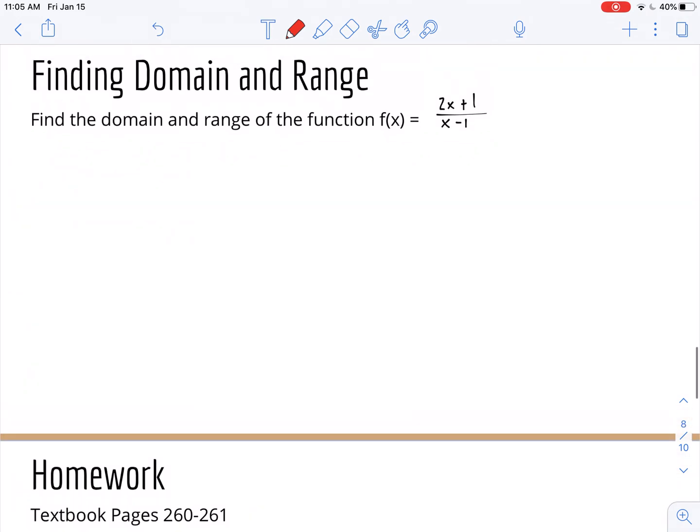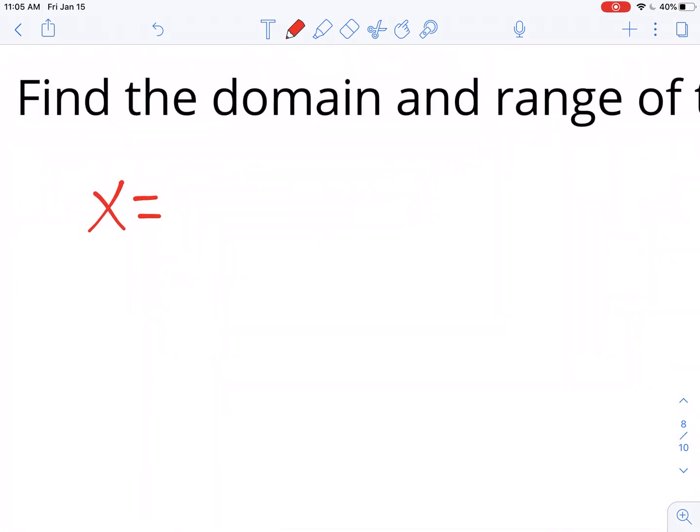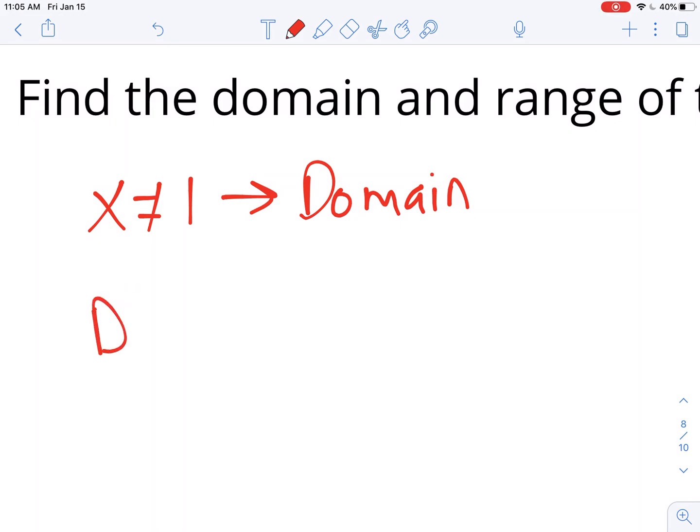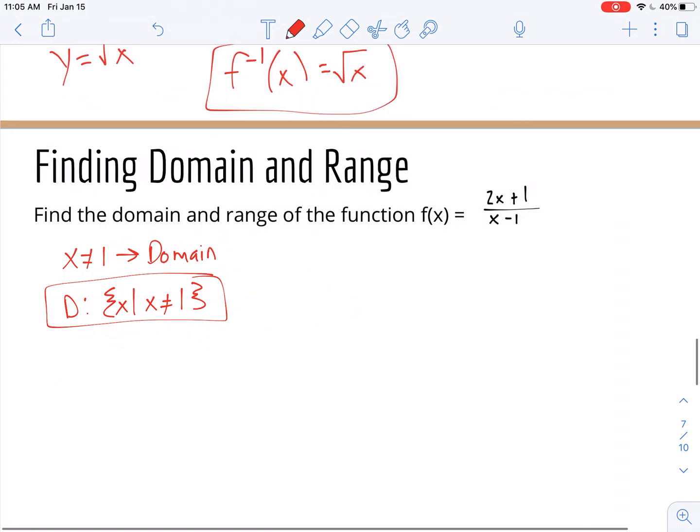All right, finding the domain and range. So we already know how to find the domain, and I'm not going to go through how to find the domain on this again because we've been finding this domain forever. X cannot be equal to 1 is our domain. So I can already say the domain for this function is all values of x where x cannot be equal to positive 1. And we stop there. Now the range is a little bit different, but we now have this trick.